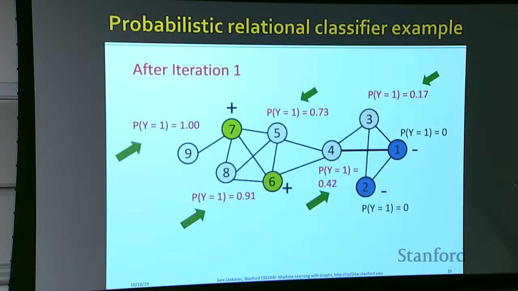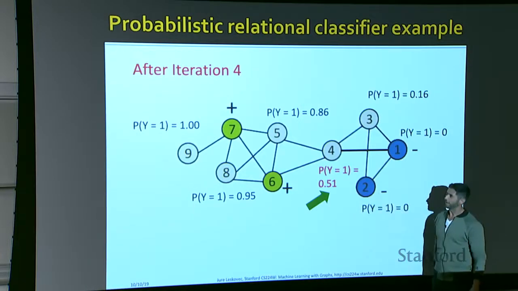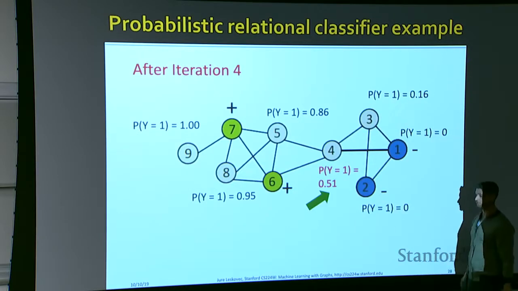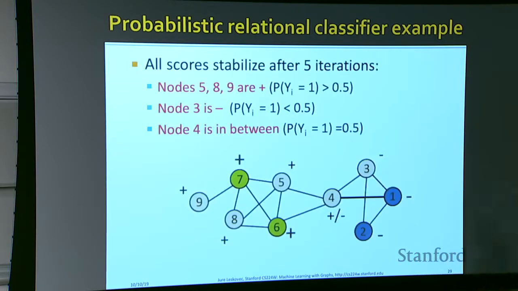As you can see, the weights are being updated. Iteration 3 updated again. So see, 5 and 3 are slowly converging towards probabilities of 0 or 1, but unfortunately our node 4 stands in the middle, and after iteration 4 it is still at 0.51.